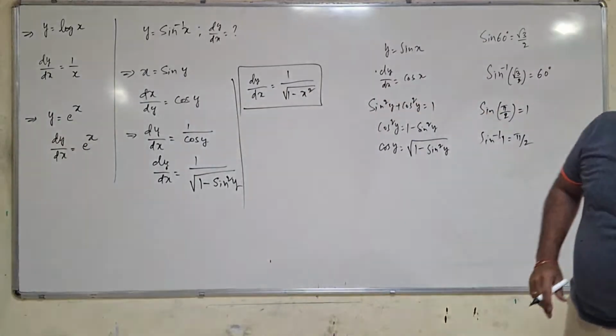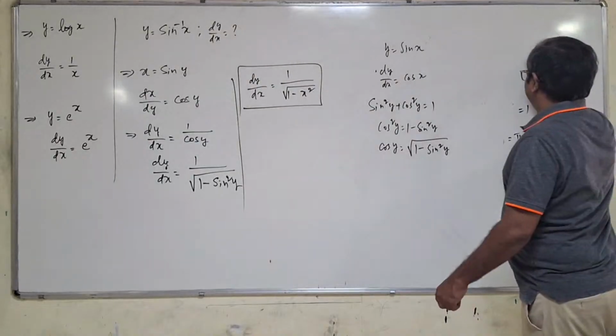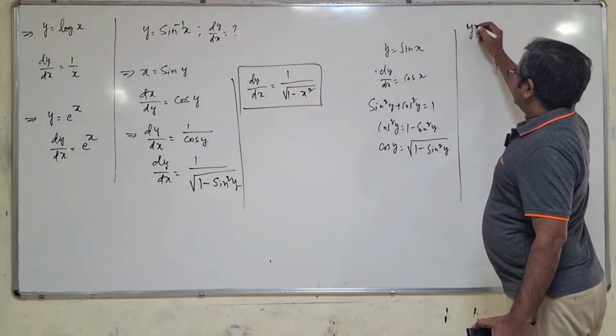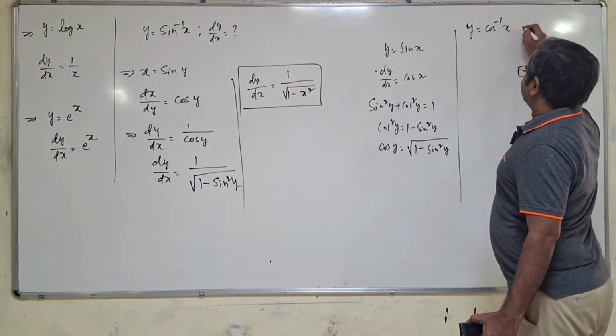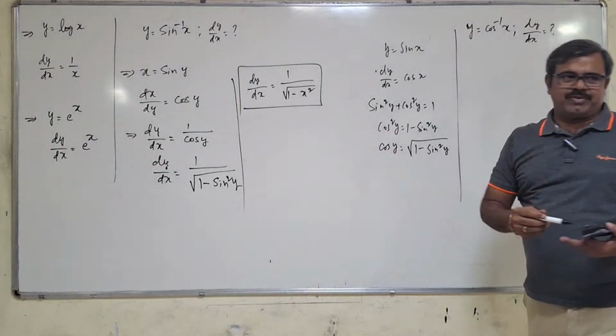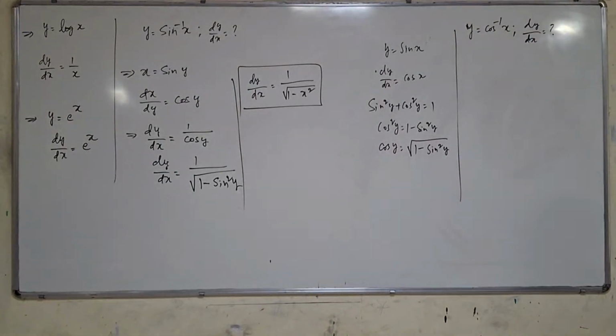You note this down and tell me what is dy by dx when y is equal to cos inverse of x. Proceed in the same way, find out dy by dx.